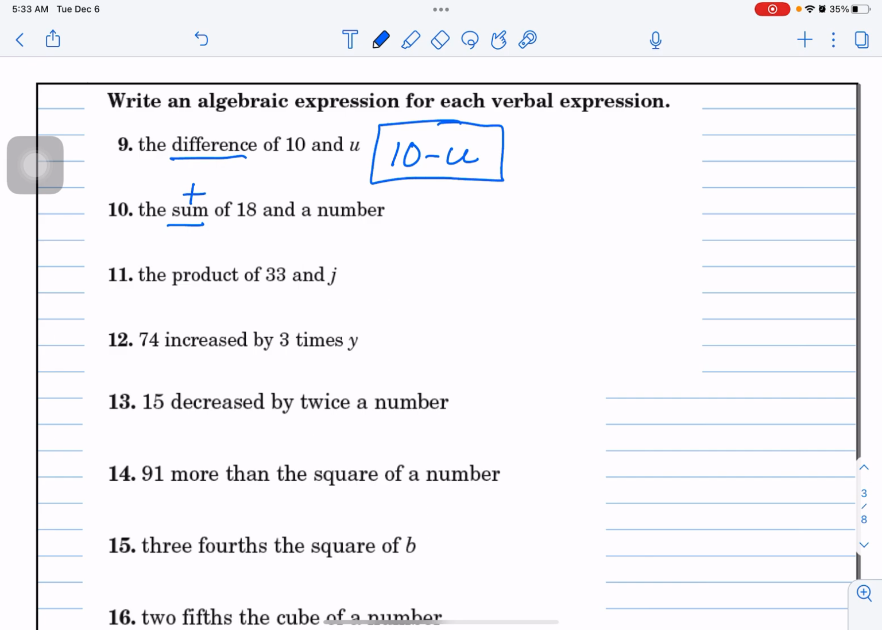Sum, I know that means to add, the sum of 18 and a number. If they don't give you that number, you can choose to use whatever variable you would like. Doesn't matter. I chose an x. It could be an a. Doesn't matter.